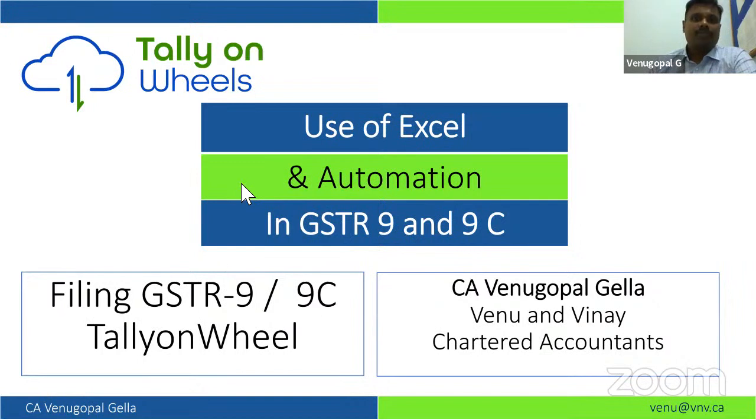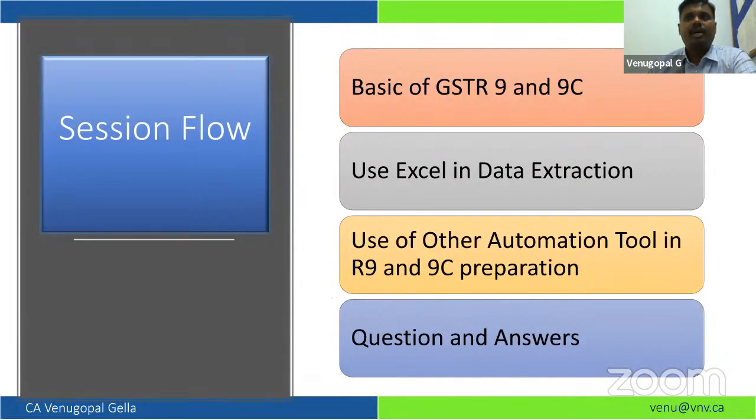And we all, as finance professionals, love Excel. So all the reports of Tally on Wheels will be generated using Excel. That's what we are going to see. The way the session flow would happen is: the basics of GSTR9 and 9C, so if someone is new in filing, we'll look into that; then extraction using Excel data extraction, and how Tally on Wheels downloads the data from the government portal, reconciles, and GSTR9 is prepared. That is what we are going to see.